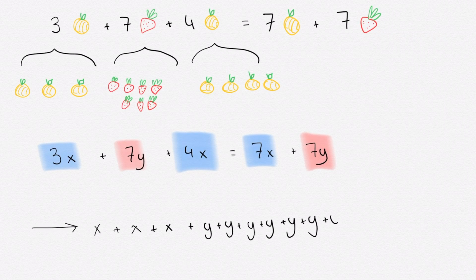And what I like to do, just to make it easier for myself, is highlight all the like terms in one colour and highlight the other like terms in another, just so I can visually see which like terms belong together and which don't. Okay, so let's look at a harder example and implement what we've just learned.